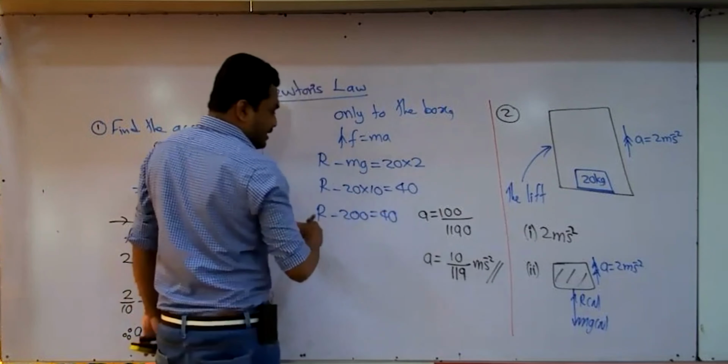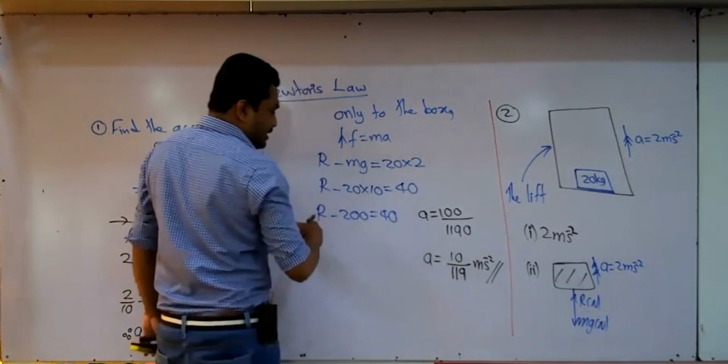comma, the box should give equal and opposite force to the lift. Clear?